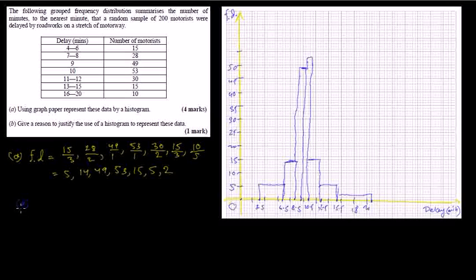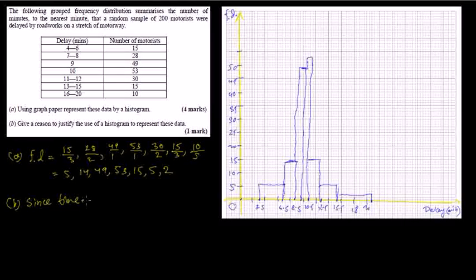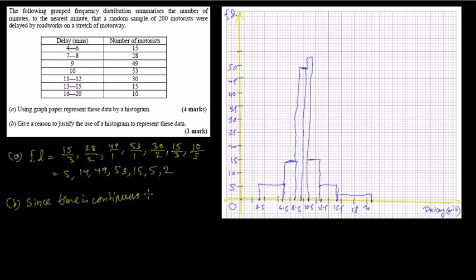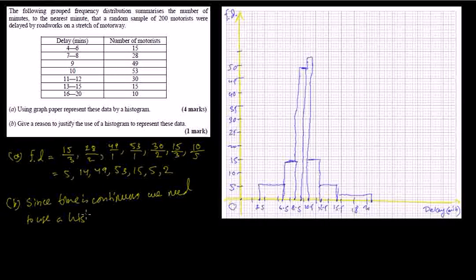The next question is, give reason to justify the use of histogram. The reason is always if the data is continuous. If the data is continuous, we have to use a histogram. So B is going to be, since time is continuous, we need to use a histogram.